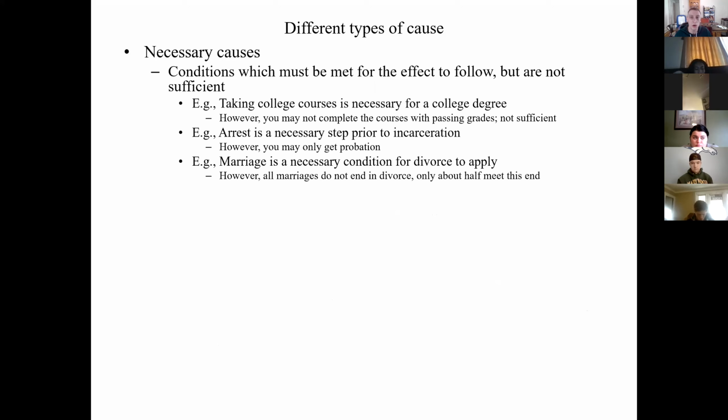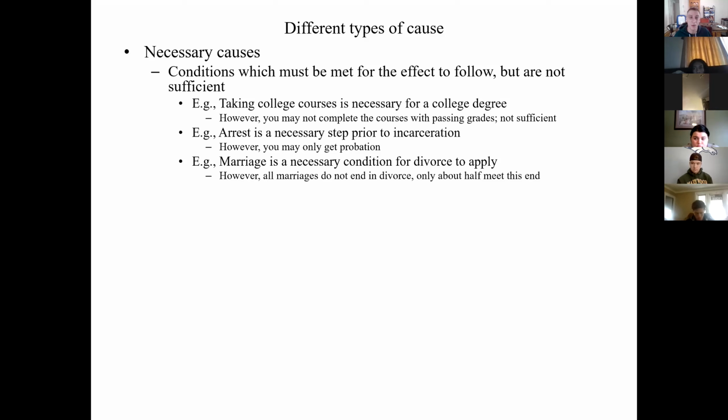Taking college courses is necessary to get a college degree. However, you may not complete the courses with passing grades. So it's not sufficient in and of itself just to take classes to get a college degree. I remember a kind of funny story. Maybe it's not so funny because it was kind of an upsetting situation. There was, I think, a nursing student at Marywood. This was years ago, so none of you probably know who this person is. The student was claiming, well, I took 100% of the courses, so I should get 100% of the credit. But she had really lousy grades in a number of courses and did not have the grade point average to pass.